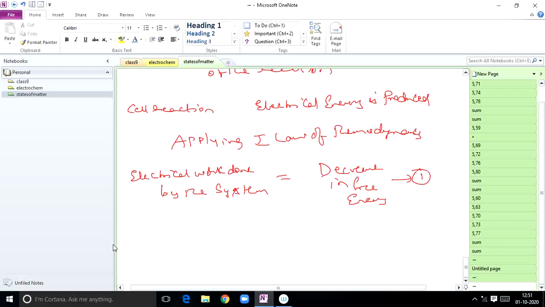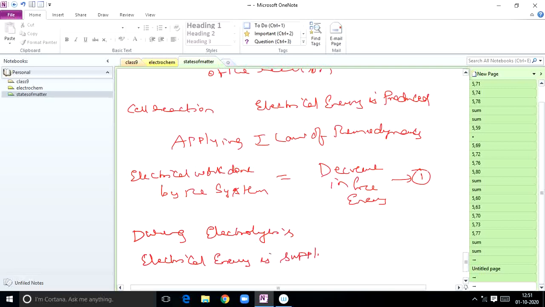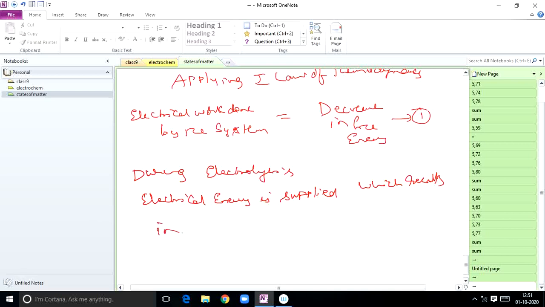So during electrolysis, generally what happens? Electrical energy is applied, which results in corresponding increase in free energy of the system. So during electrolysis, electrical energy is supplied, which results in increase of free energy of the system. That is a key point.